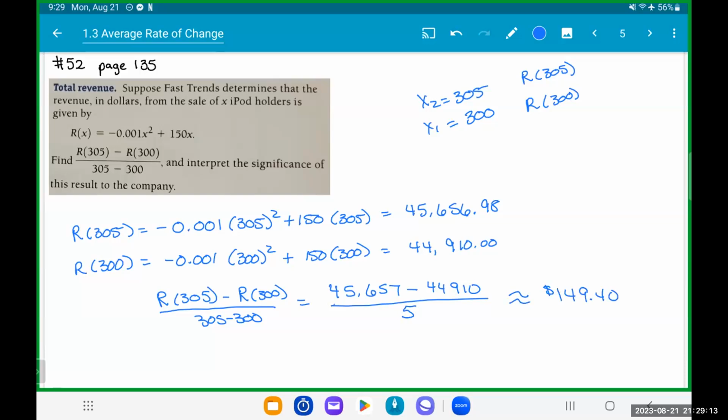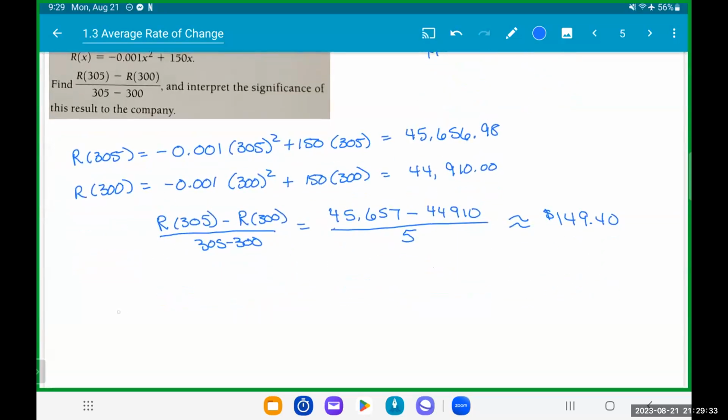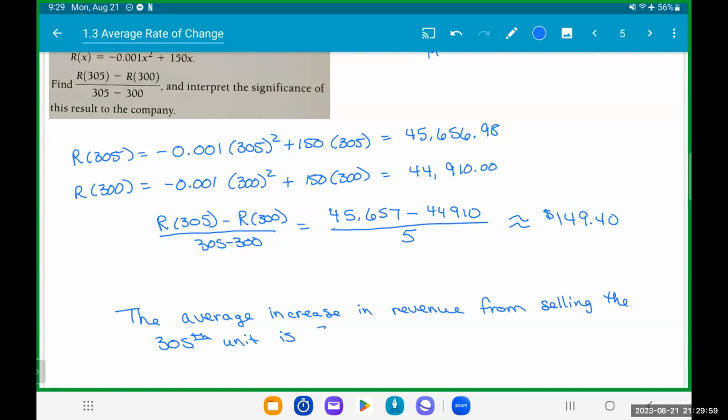That's what this is saying, and we need to interpret that for us, right? Ultimately what that's saying is the average increase in revenue from selling that 305th unit is $149.40. Okay, so interpretation: the average increase in revenue from selling the 305th unit is $149.40. Okay? Question.